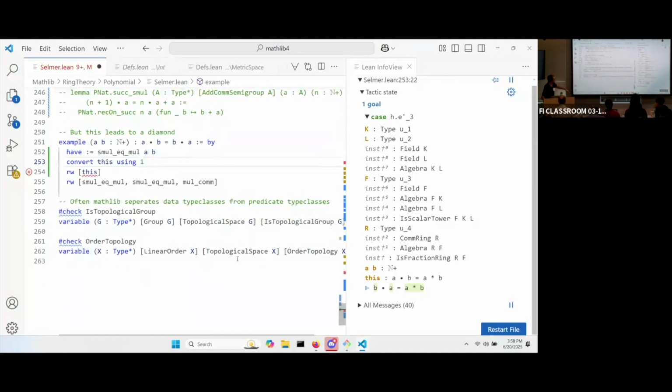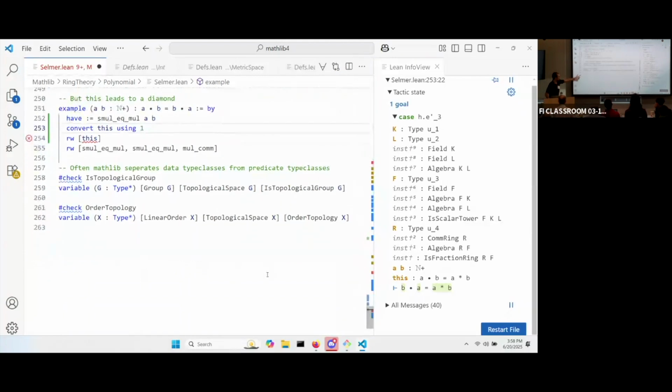And the same thing with order topology from before. The way you say that X is a topological space and a linear order and that they're compatible is you say it that way. There's an ordering, a topology, and they're compatible.